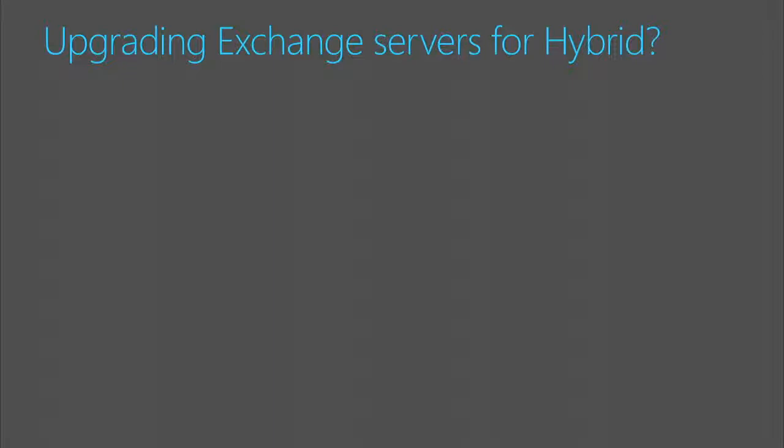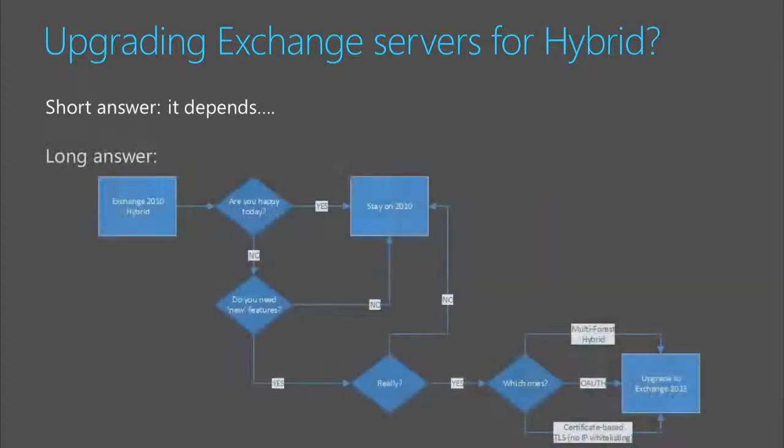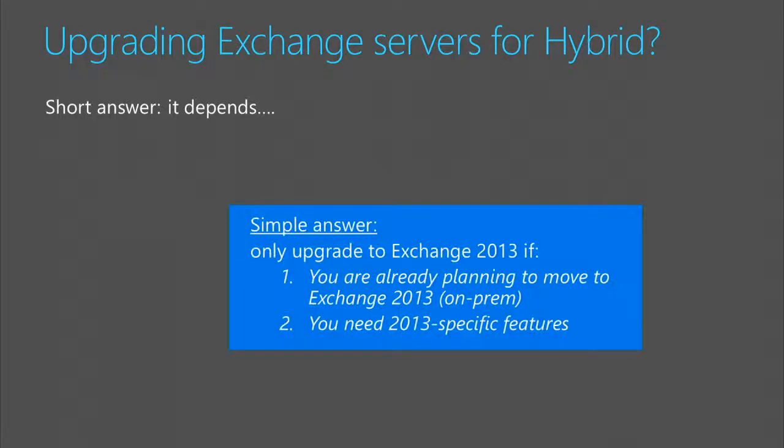Should you introduce 2013 to go hybrid? Well, the answer is it really depends, right? And we talked about this yesterday, so I'm going to go through this very quickly and take you right to the simple answer. The simple answer is if you need 2013 or 2016 features, then yes, you should deploy 2013 or 2016. So how do you know if you need 2013 or 2016 features? Well, do you need cross-premises e-discovery? Well, then you should deploy 2013 or 2016.